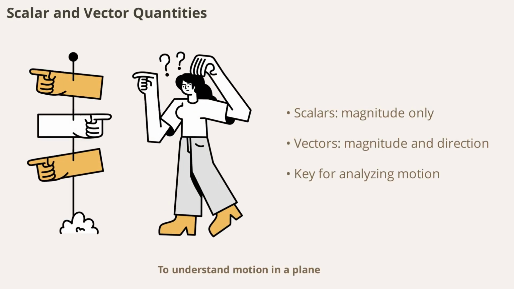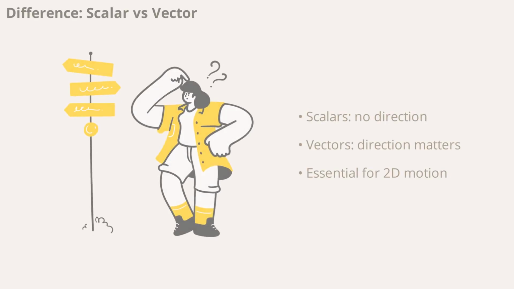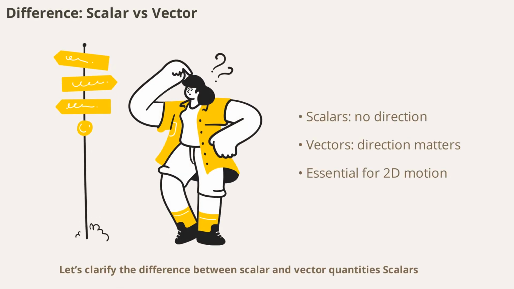To understand motion in a plane, we need to distinguish between two fundamental types of quantities, scalars and vectors. Scalars are quantities that have only magnitude, such as speed or distance. Vectors, on the other hand, have both magnitude and direction, like velocity or displacement. This distinction is crucial because direction plays a key role in two-dimensional motion. Recognizing whether a quantity is a scalar or a vector helps us apply the right mathematical tools and concepts when analyzing motion.